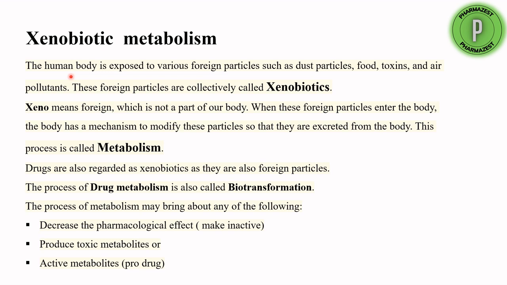And so this process of metabolism, what does it do to the molecule? Three types of outcomes can happen for these drug molecules. The first one is that the drug molecule is made totally inactive, so it won't have any further action. The second one is that it can produce toxic metabolites, and the third one is that it can produce active metabolites. Active metabolites means it is a prodrug concept. So the drug which you take into the body, after the action of these enzymes, either becomes totally inactive, or it may produce toxic metabolites, or it can produce active metabolites.